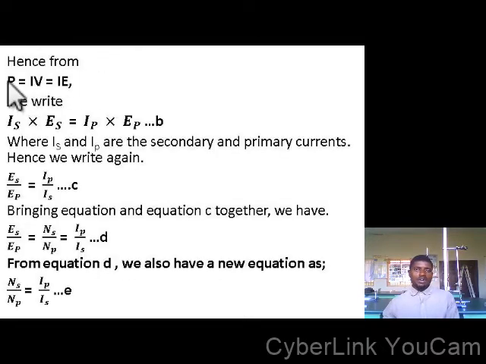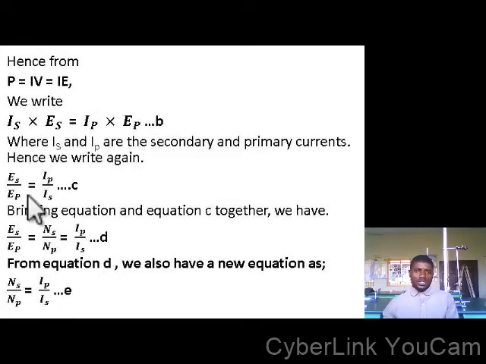So hence, from P equals IV, equals IE, we write IS times ES equals IP times EP, that's equation B, where IS and IP are the secondary and primary currents. Hence, we write again, we have ES equals this. Bringing equation A and equation C together, we have this expression here. So from equation D, we also write NS over NP square to IP over IS.